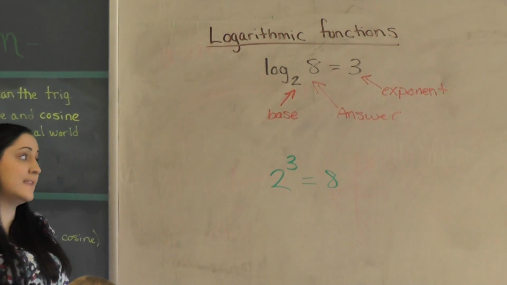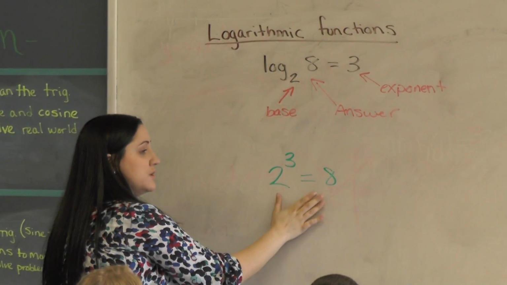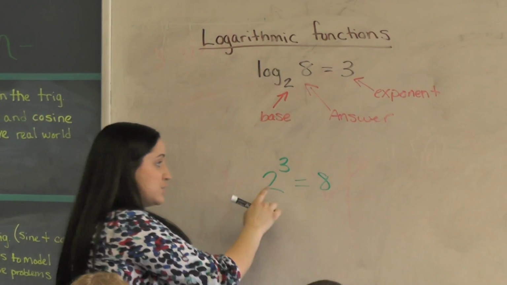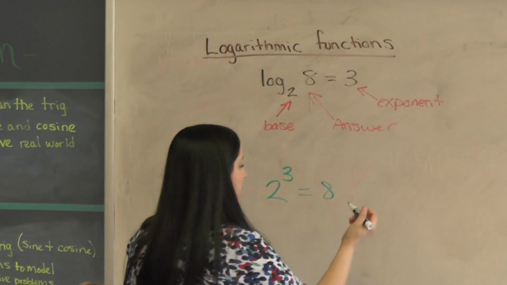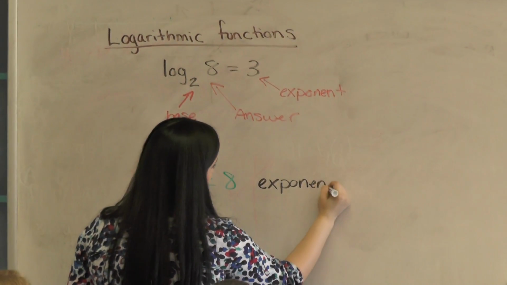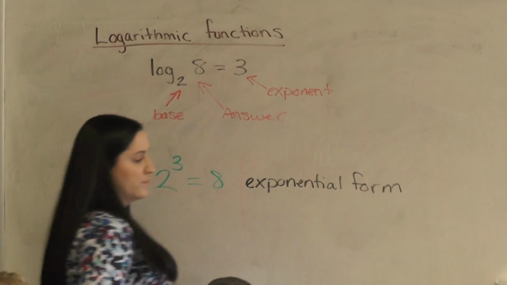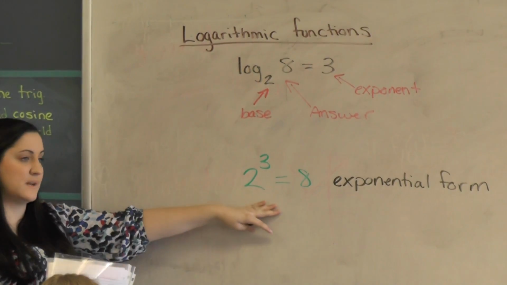Okay? This should make sense. When you go from logarithmic form to exponential form, it should make sense. Is 2 to the power 3 8? Yes, it makes sense. Okay, so this is the exponential form. The logarithmic form, exponential form.